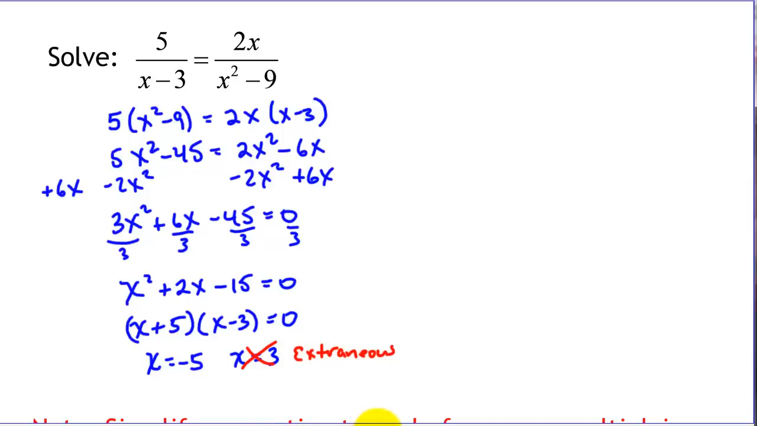So we have a single answer, which is x equals negative 5. Now if we add some intelligence to our process, we can simplify some of these problems. Sometimes if we cross multiply, we can get some very complicated expressions. So if before we cross multiply, we try to simplify, we can make our lives easier.